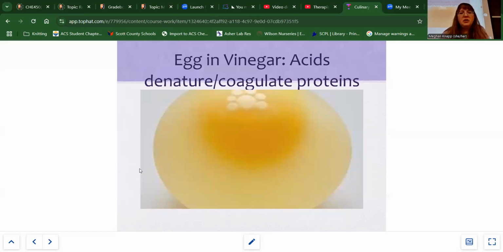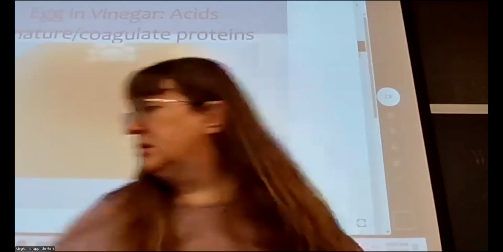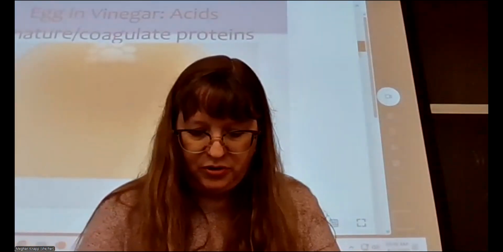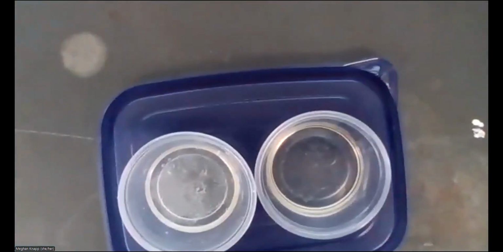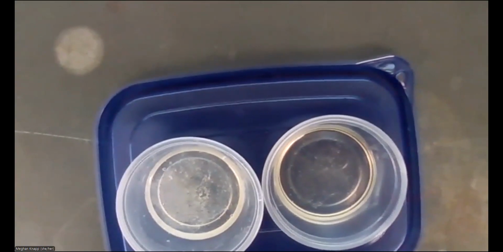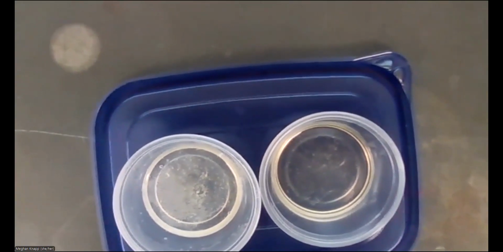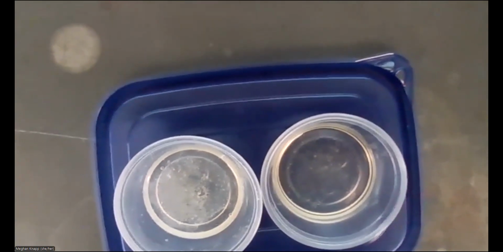Okay, so for those of you at home, this is a little bit hard to see, but we can see a little bit of a difference on this. Okay, so the cup on your left has some acetic acid in it, and you can see it's starting to turn the proteins white, and the cup on the right does not. And so that is the clear albumin. That means that the vinegar is starting to denature our egg whites there.